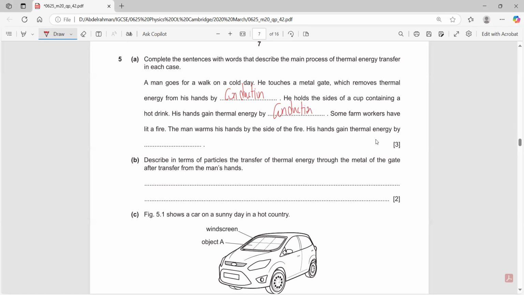Some farm workers lit a fire. The man warms his hand by the side of the fire. He didn't say above the fire, he said by the side of the fire. So if you're standing by the side of the fire, you will get warmed up by radiation.